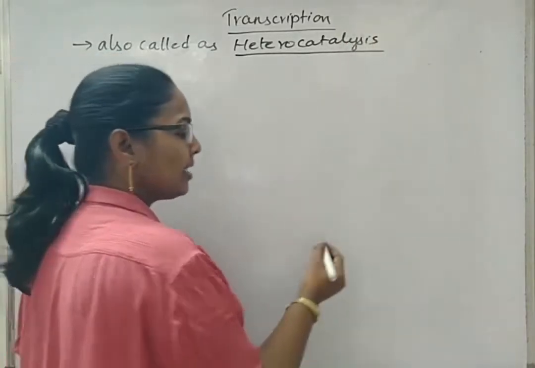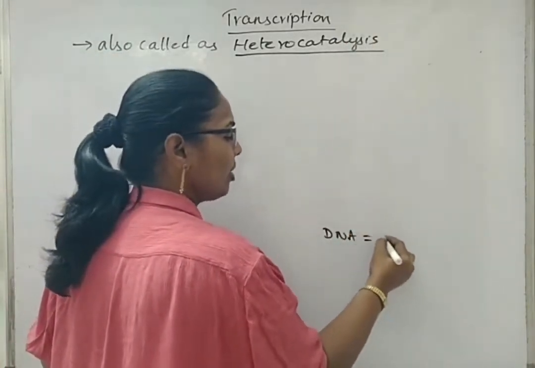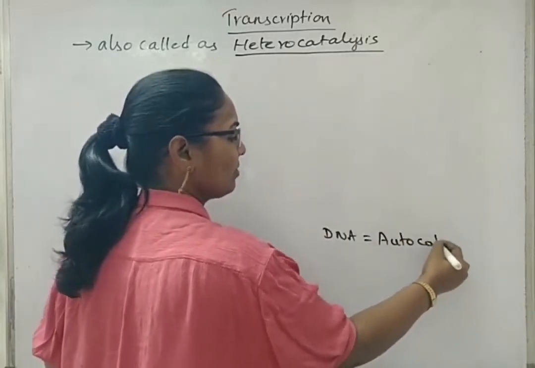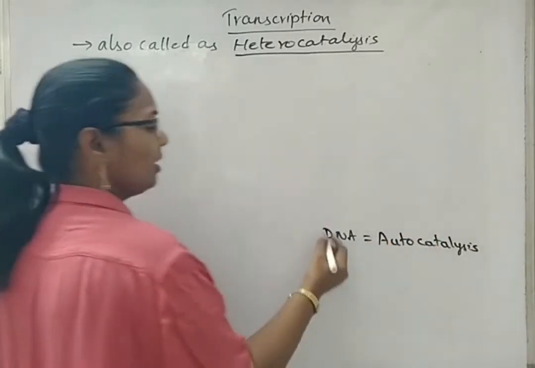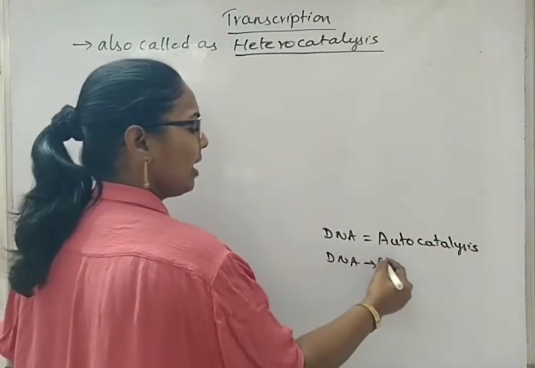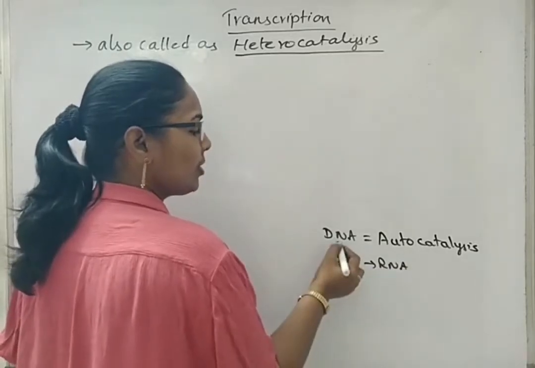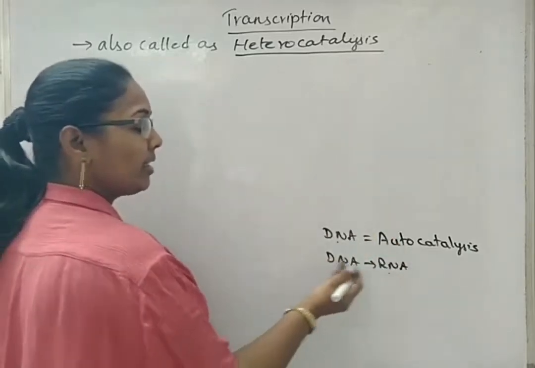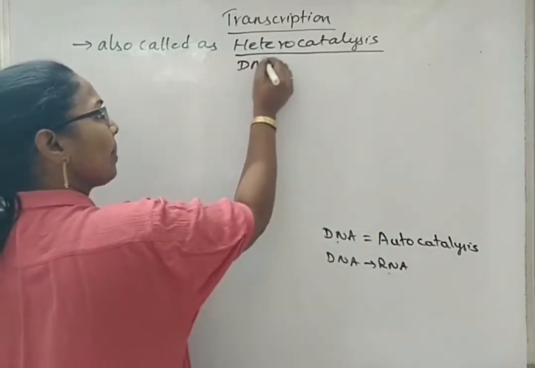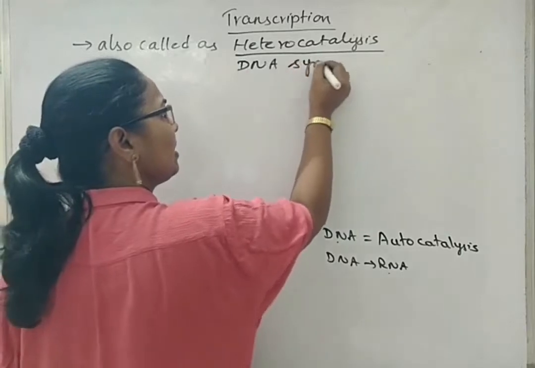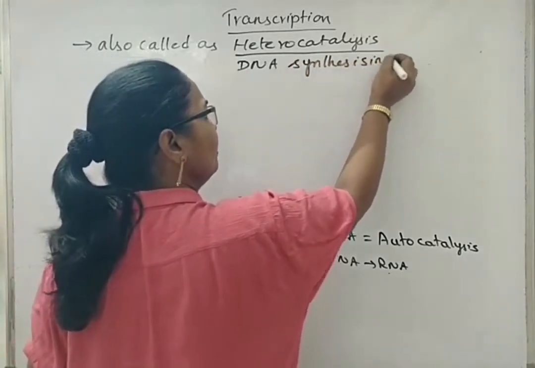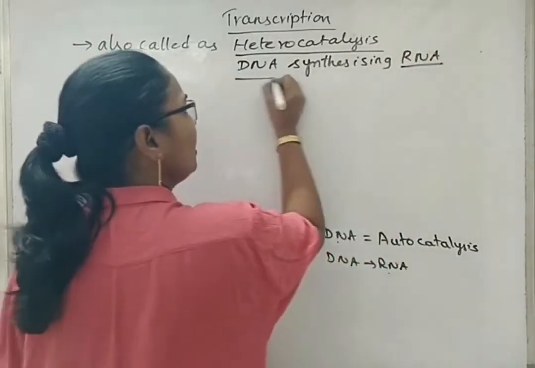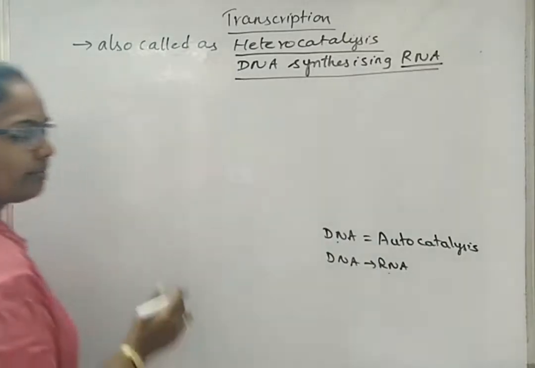We know that DNA synthesizing new DNA is called DNA replication. We also gave a term for that as autocatalysis. Now, if the DNA is synthesizing an RNA molecule, means DNA is not synthesizing the same type of DNA, but it is synthesizing another type of genetic material, that is RNA, so called as heterocatalysis. DNA synthesizing RNA, this is other type of genetic material. This is called as heterocatalysis.